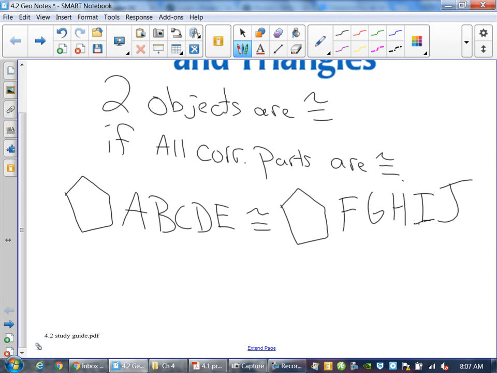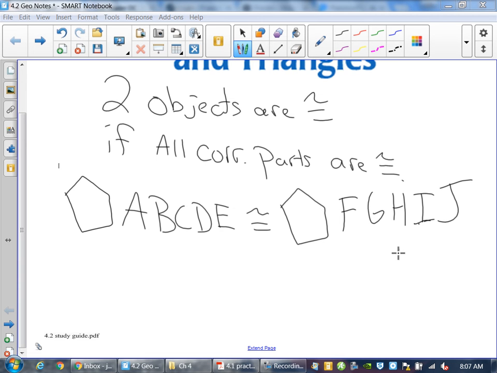So here's what happens. If you have two objects and they say that they're going to be congruent to each other, that means that all of the corresponding parts are going to be congruent to each other. So what you take into effect here is letter placement. What is the first letter on the hexagon on the left? What's the first letter of the hexagon on the right? Therefore, those two match up and they have to be the same.